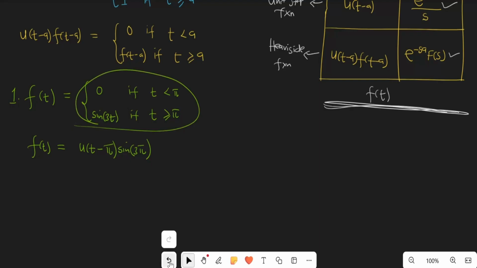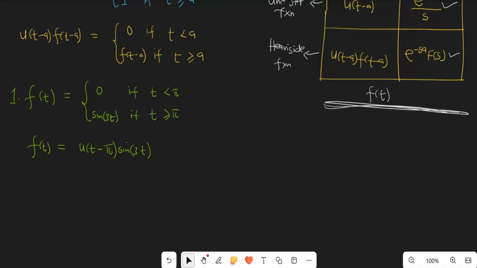If we want to take the Laplace transform of this f of t, we have to write it in the step form. So now we have to make our function conform to this. This one is just sine of 3t. I beg your pardon, this one is 3t. I'm sorry about that. All right, so this is what we have.